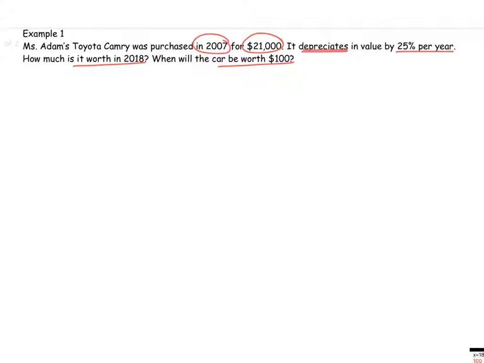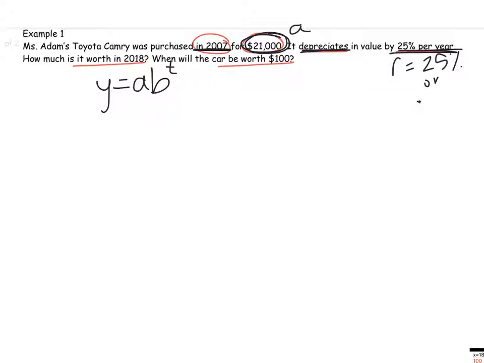So I know that I'm dealing with an exponential function here. So I'm going to write down my general exponential form, y equals ab to the t this time, since we're talking about time. I know that a is my initial value of the car. So this is my a value. 2007 is just our starting point. So it's telling us in 2007, no time has passed. That's our time 0. It's saying it depreciates by 25%. This is our decay rate. So R equals 25% or 0.25.